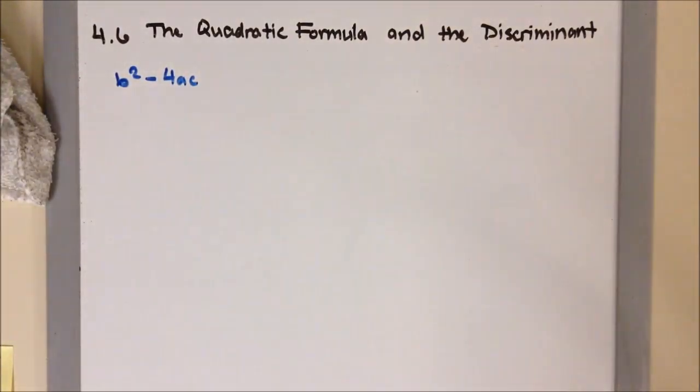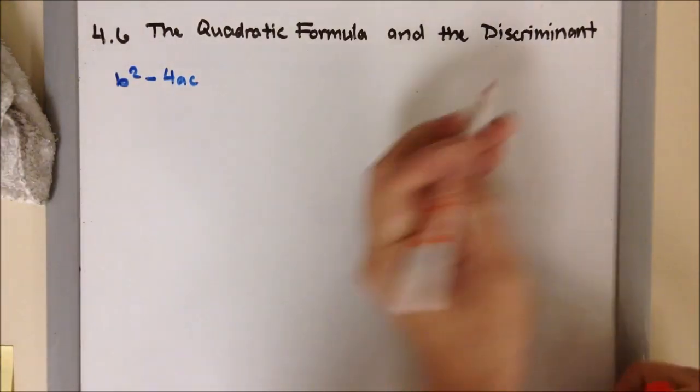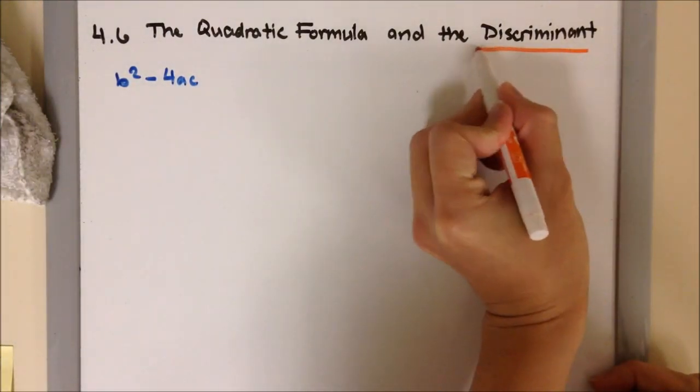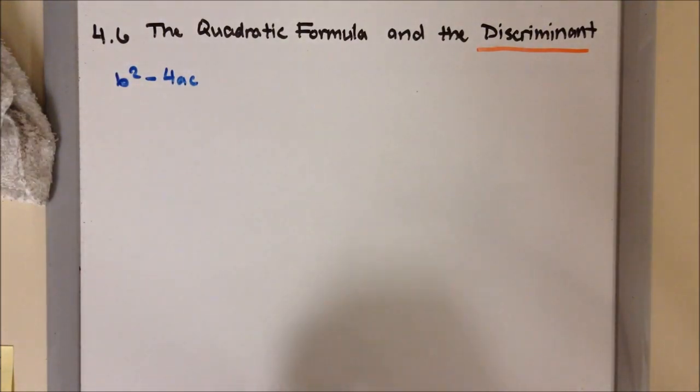Alright, last we're going to talk about the discriminant. This discriminant is actually inside the quadratic formula, and you've seen it before. It's the b squared minus 4ac. So there's going to be 3 types, but actually 4 types of solution. So this is what I mean.